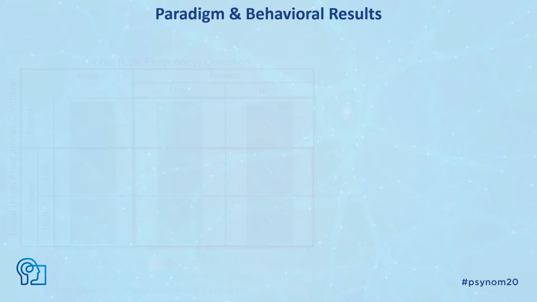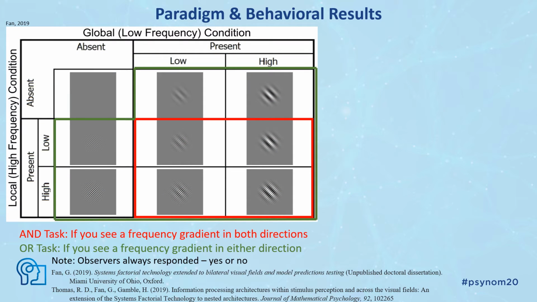I want to first talk about the behavioral paradigm our lab used to study perception architecture using response time distributions analyzed within the system factorial technology. As part of her dissertation, Gao-Jifan collected data from a detection task using Gabor patches containing two components: a high-frequency grating oriented at 45 degrees and a low-frequency grating oriented at 135 degrees.